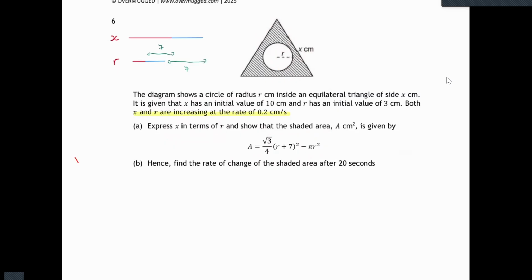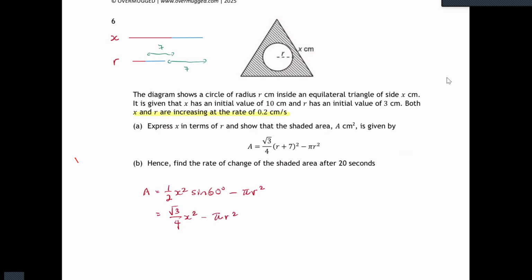So for A, we talk about the areas of these two. The difference of the area of the equilateral triangle and the circle will give me the shaded area. So we have A equals half ab sine C for the equilateral triangle, minus away the area of the circle. When I clean this up, sine 60 is root 3 over 2. We'll get root 3 over 4 x squared minus pi r squared.